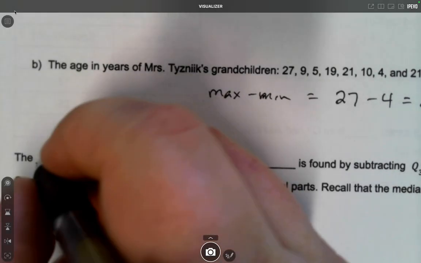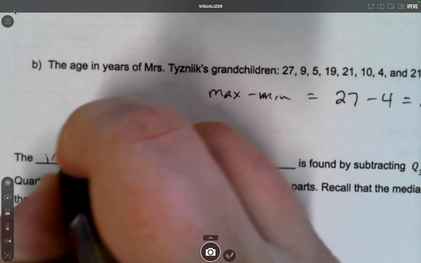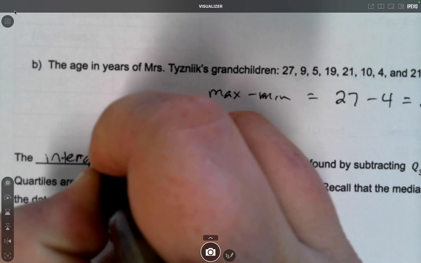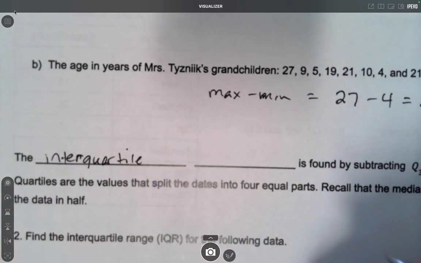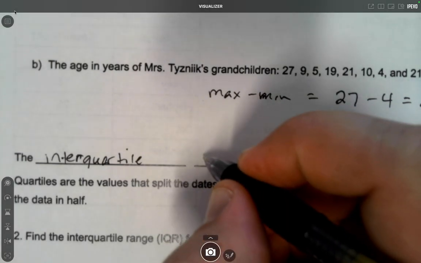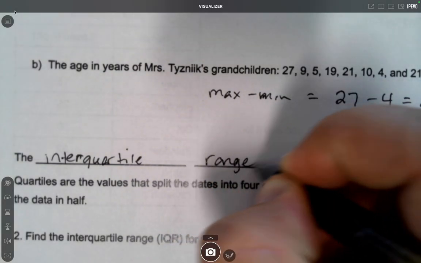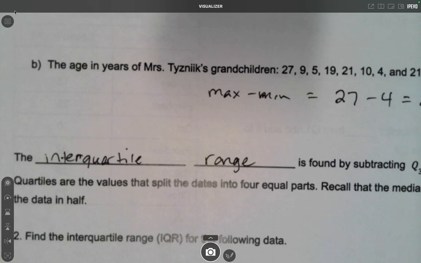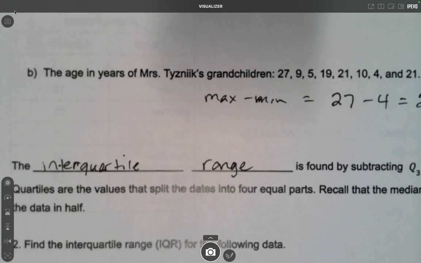Okay, the interquartile range. That's our second one. If you remember in section 2, we did the 5-number summary. Oh no, that wasn't it. Sorry, I'm confusing classes. Forget that. Interquartile range. Maybe we did it in section 1. Maybe confusing classes. Let me look. I am confusing classes, so never mind.